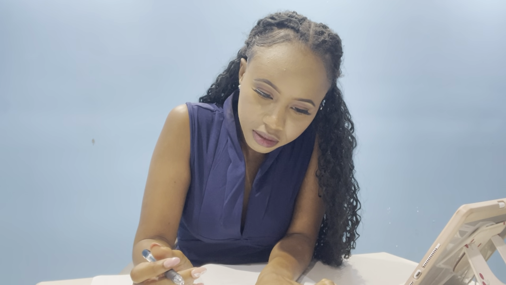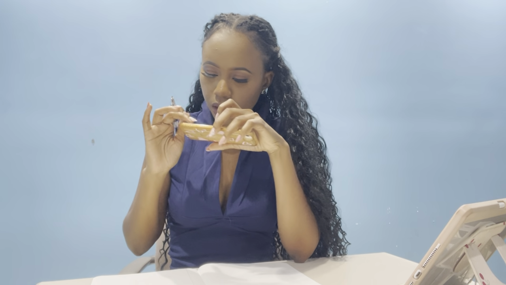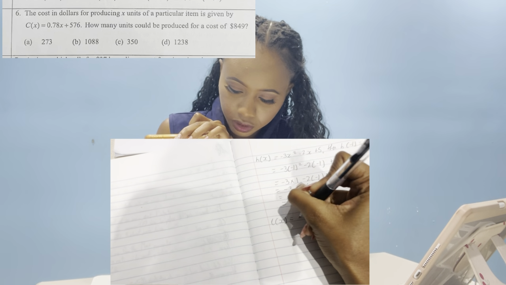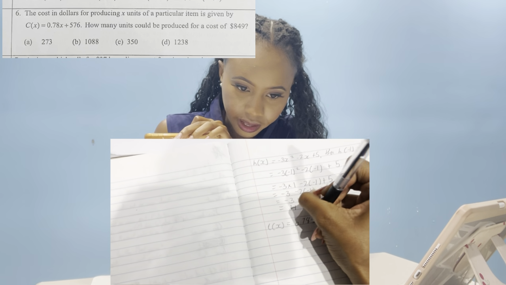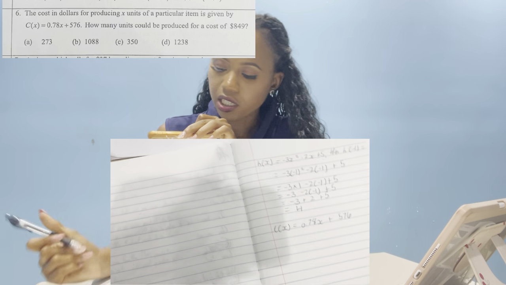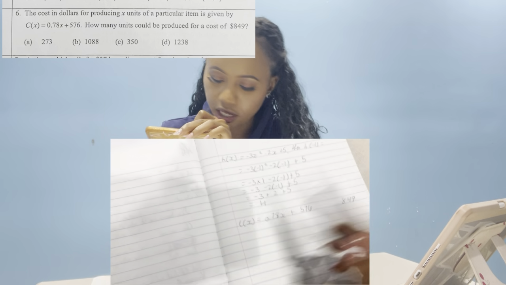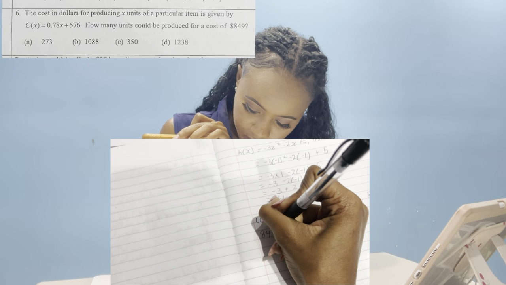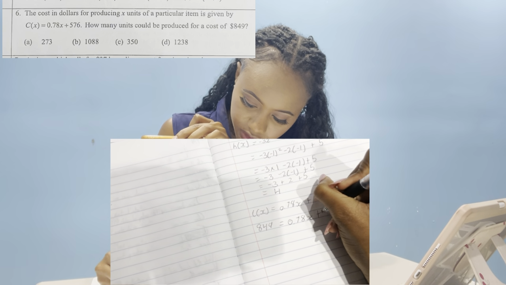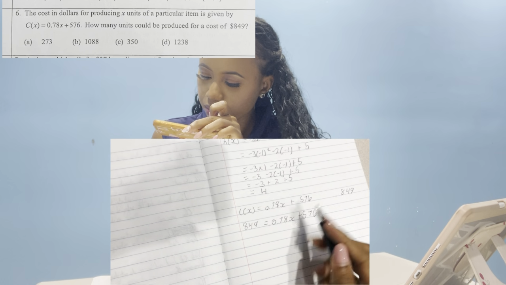Okay, good. So the cost in dollars for producing x units of a particular item is given by... how many units can we? So I'm replacing C of x with $849. The function is C of x is equal to 0.78x plus 576, and then the money is 849. Chat's instructions told me to replace the C of x with 849, so that's what I'm going to do. 849 is equal to 0.78x plus 576. And then I'm going to solve for x.